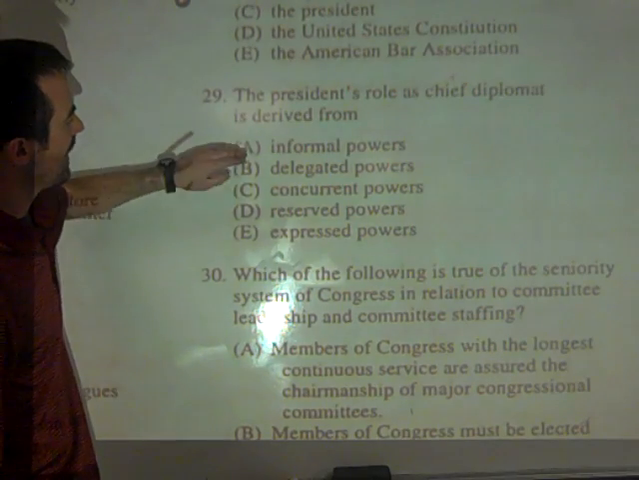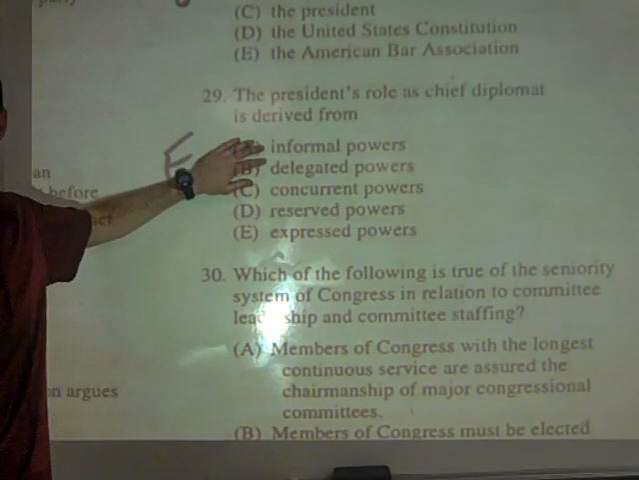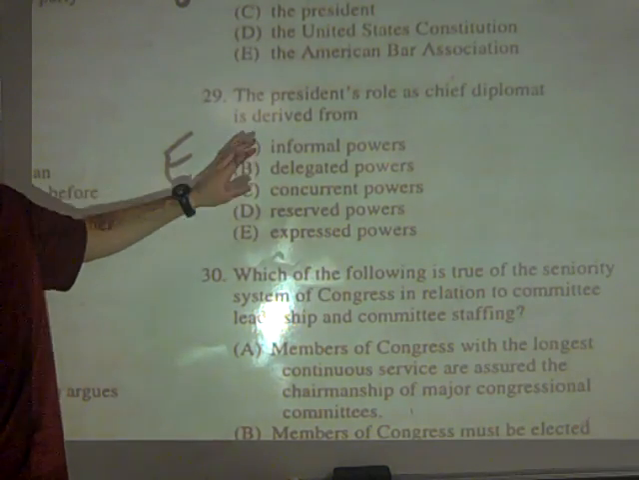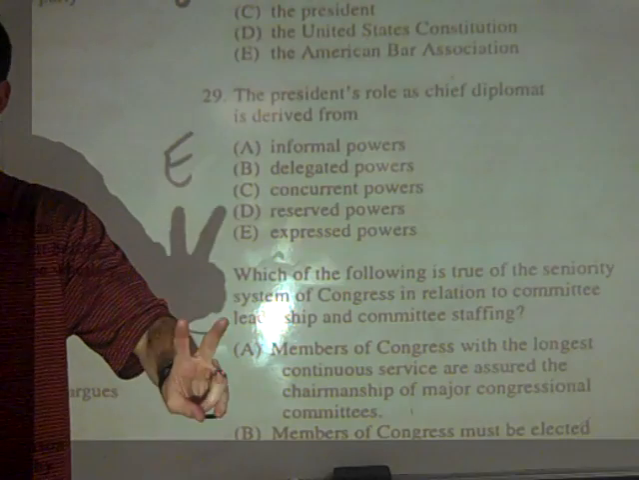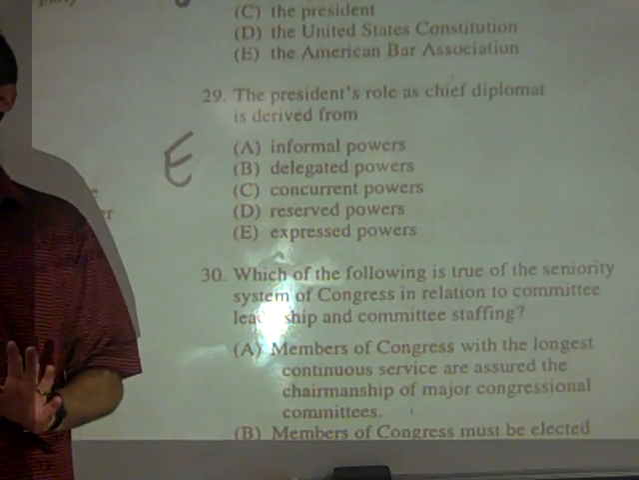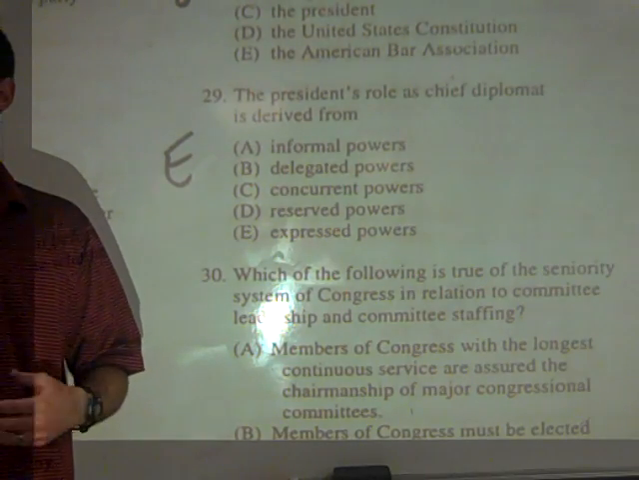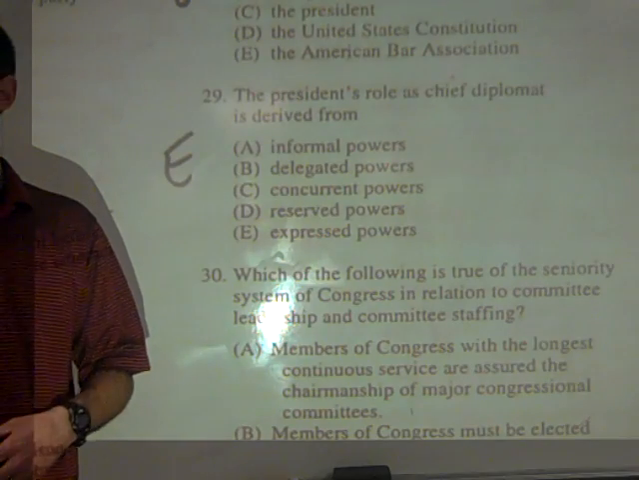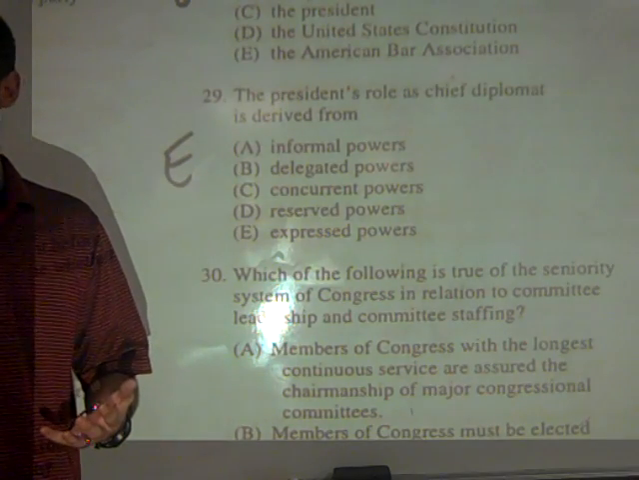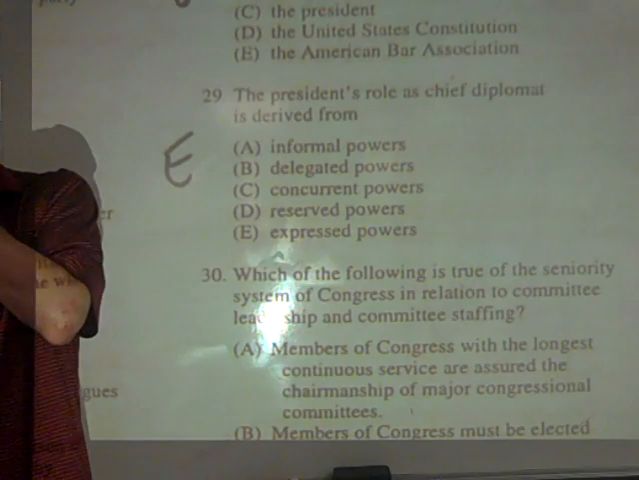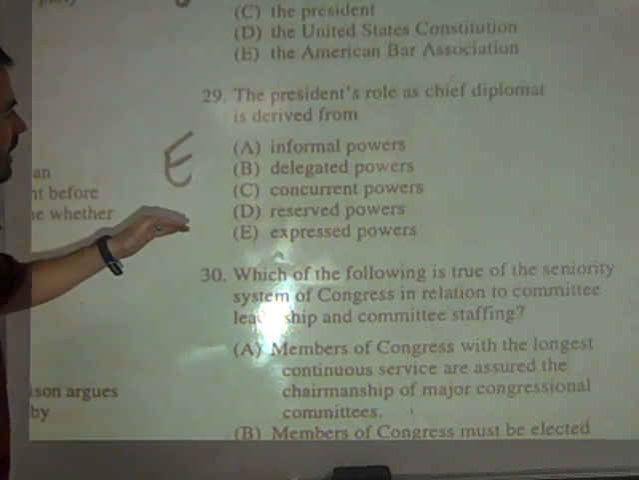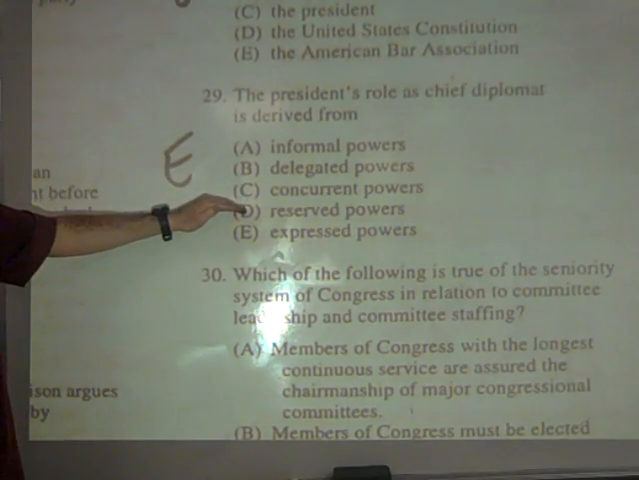But the role as chief diplomat, I don't know if I would call that an informal power, because he has the formal authority to negotiate treaties with 2/3 vote of the Senate. We call that the advice and consent of the Senate. That requires 2/3. To confirm a piece of paper, the Senate needs 2/3. To confirm a simple human for a job, like a judge or a member of the cabinet, or the head of an agency in the bureaucracy, those require simple majorities. Anyway, delegated power, I don't think so.